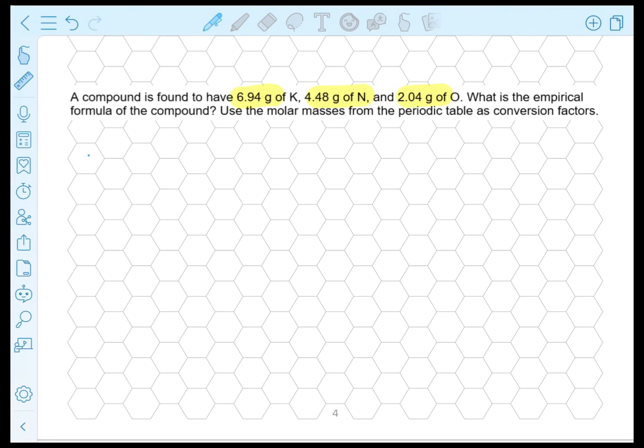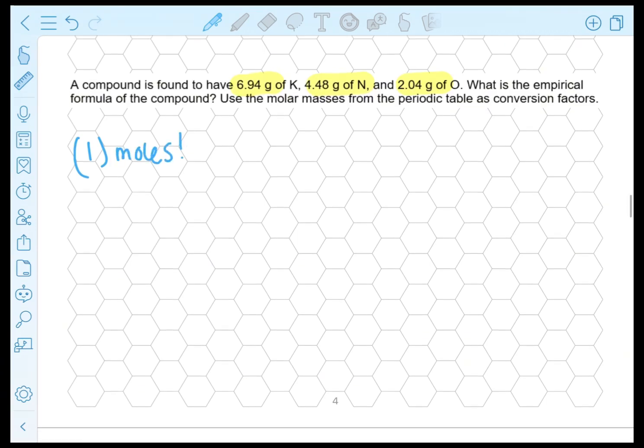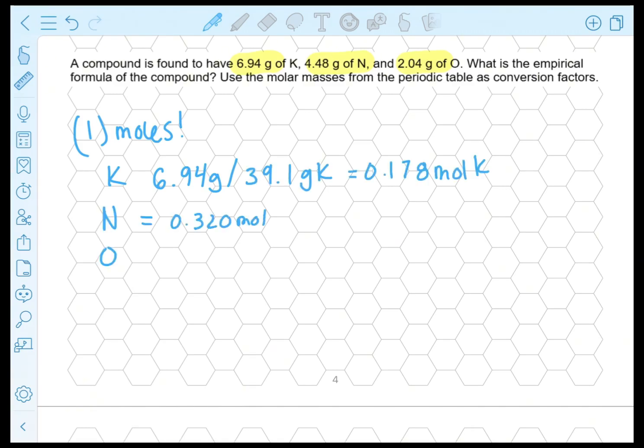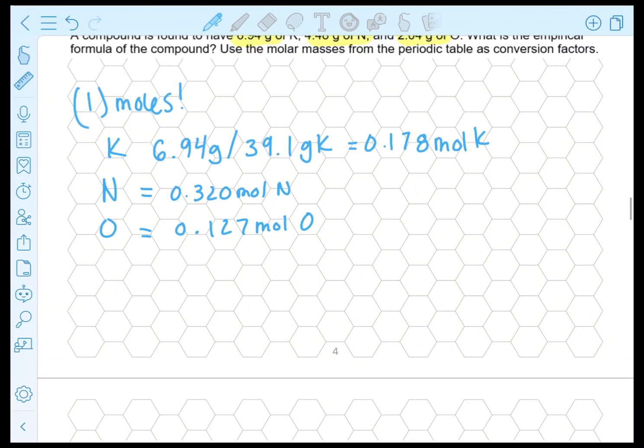Alright, so the first step in these empirical questions is always to convert to moles. My AP Chem teacher would always say, when in doubt, convert to moles, and she's so true about that. So let's see how many moles of potassium, nitrogen, and oxygen we have. So we're going to use that by finding the mass of potassium and divide it by the molar mass in accordance to conversion factors, and we get 0.178 moles of potassium. Now follow the same steps for nitrogen, and that gives us 0.32 moles of nitrogen, and the same for oxygen, which gives us 0.127 moles of oxygen.